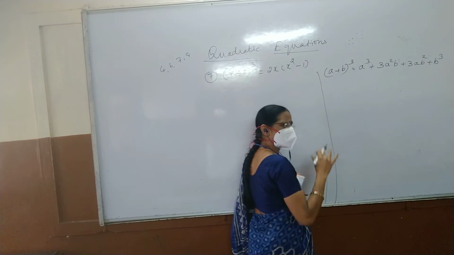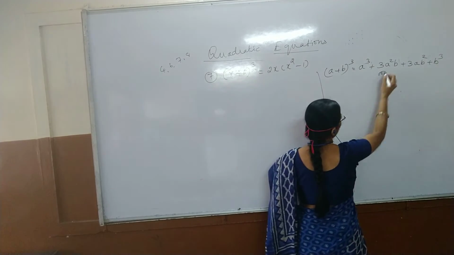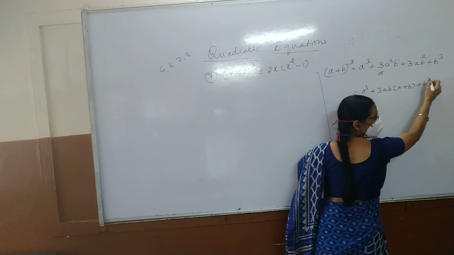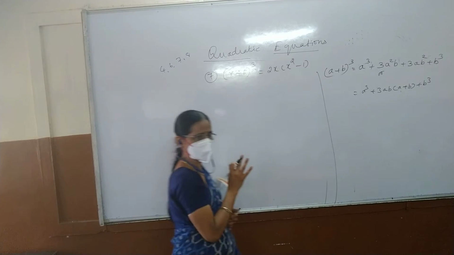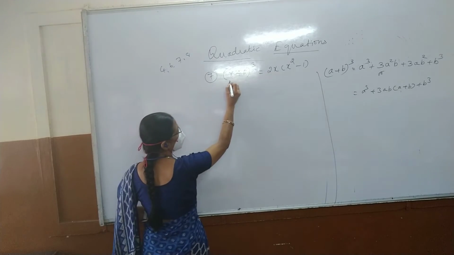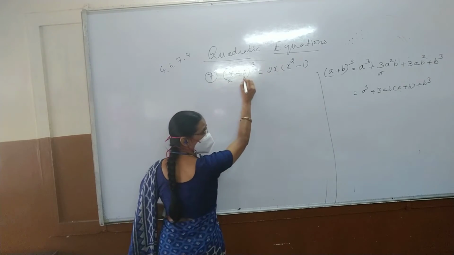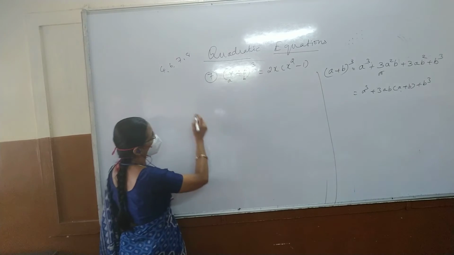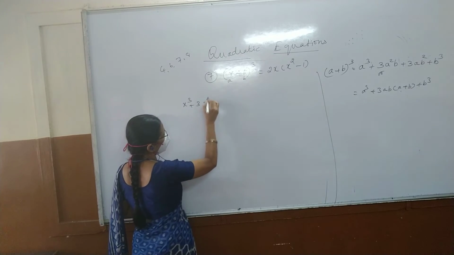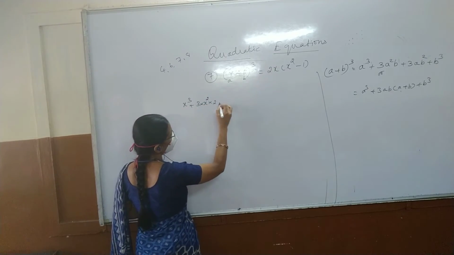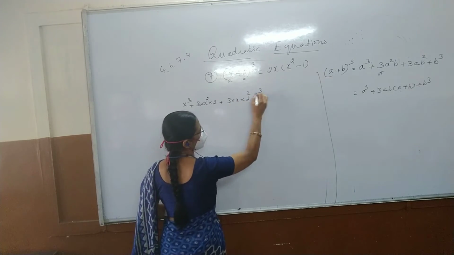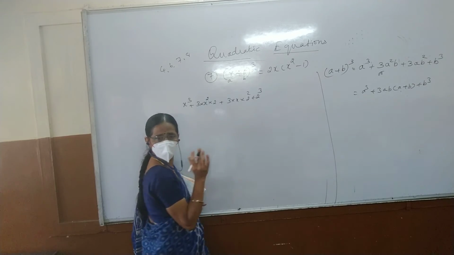This can be written in many different forms also. Or this can be written as a cube plus 3ab into a plus b plus b cube. Both are correct, only the form is different. Let us use the first one only. In the place of a, what do we have? x. b, 2. Can you apply the formula? Tell me. x plus 2 the whole cube is x cube plus 3 x square into 2 plus 3 x into 2 square plus 2 cube. Correct? Any difficulty?